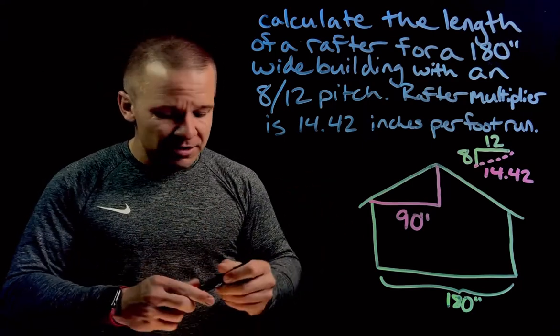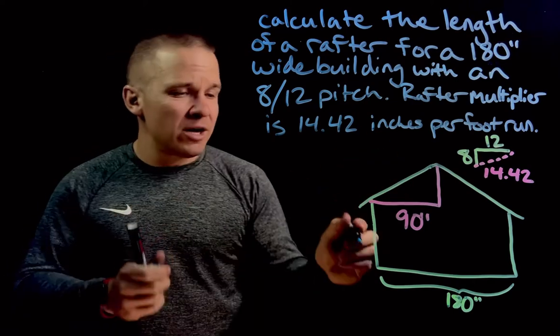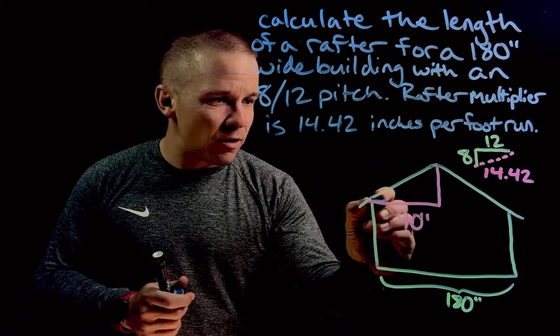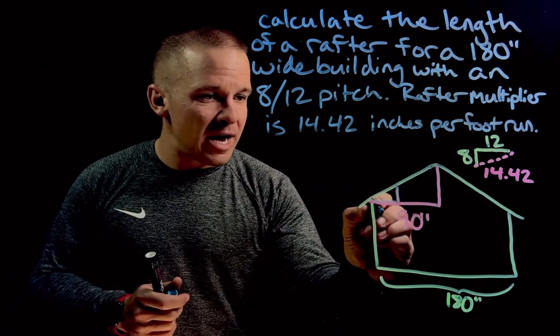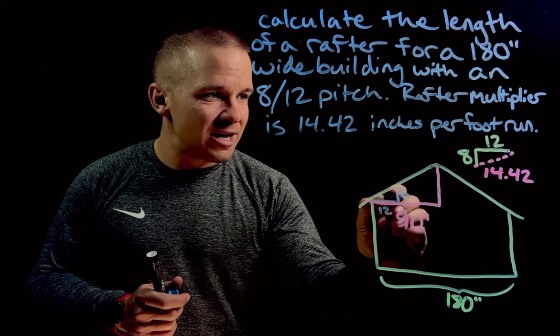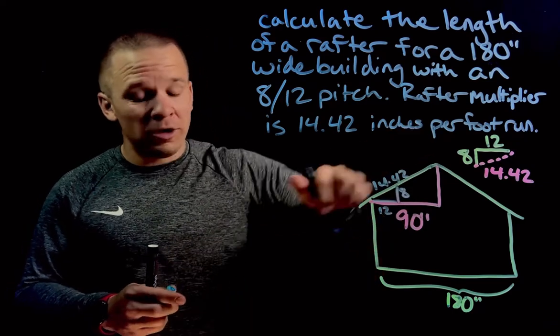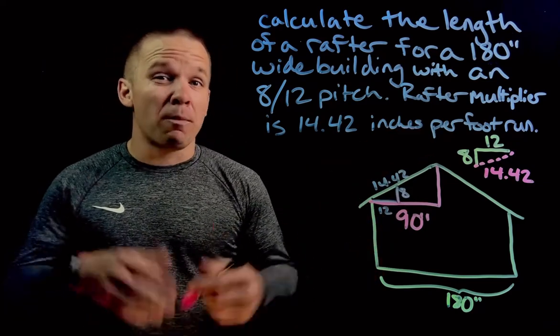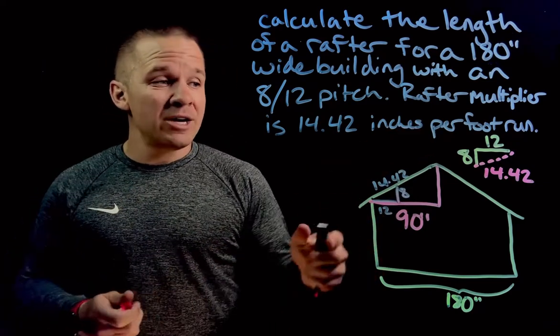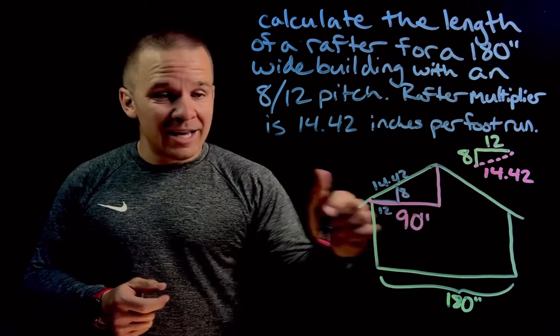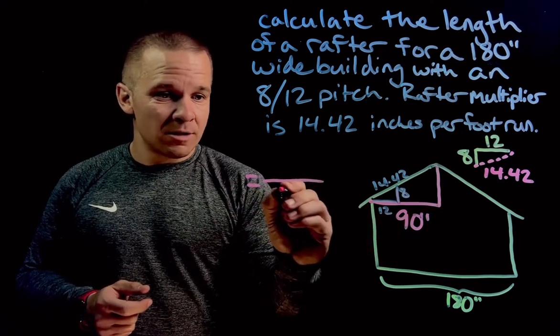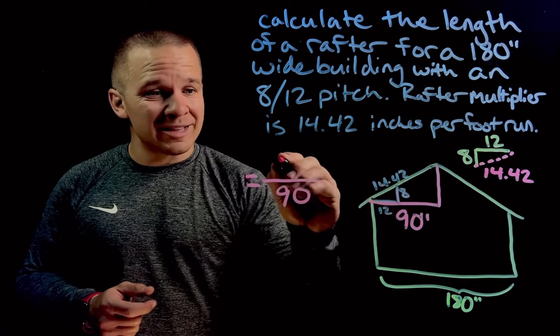Now I can create this little scaled triangle here, little guy here that's over 12 inches, up 8. So this is 12, that's 8, and this is 14.42. And I want to figure out what the full length is. So I can actually set up a proportion to figure this out. I know that my run is 90 inches of this rafter, but I don't know its length.